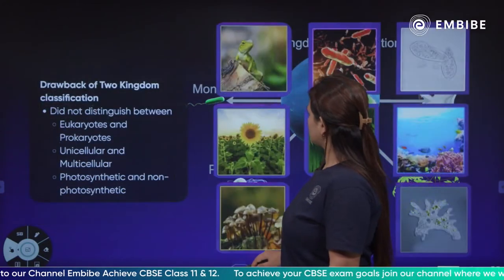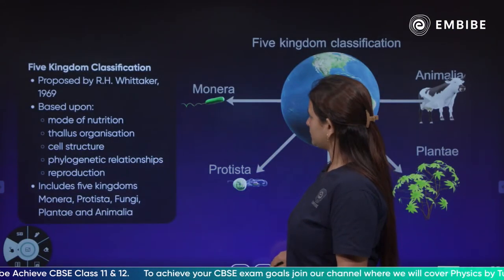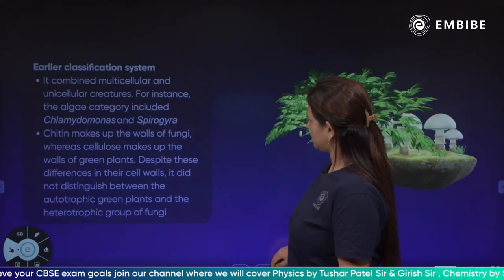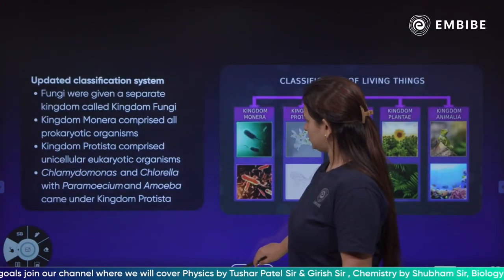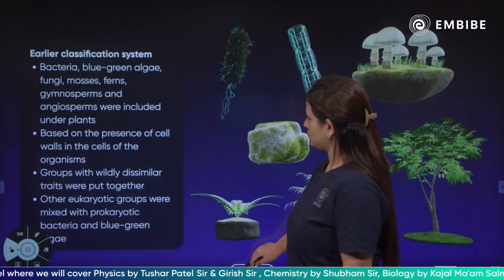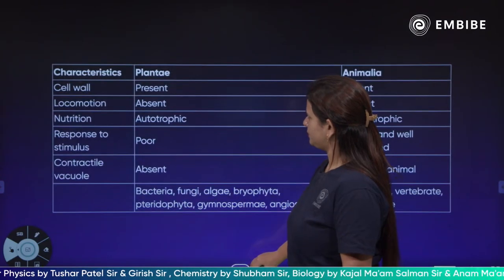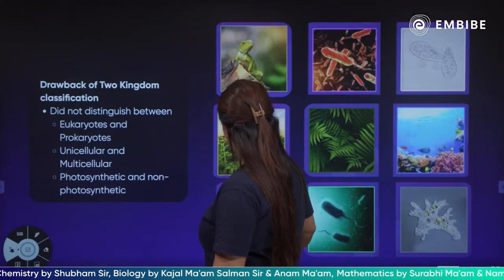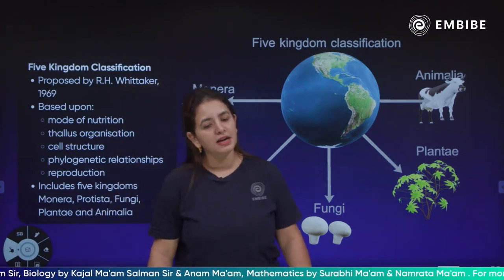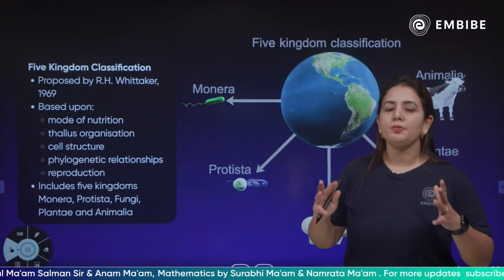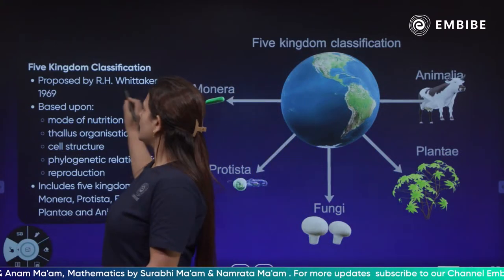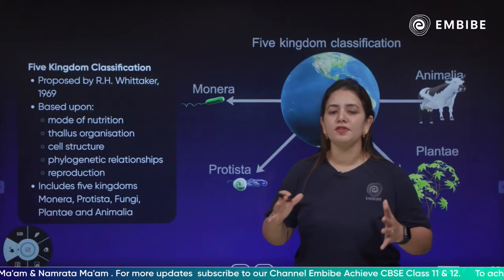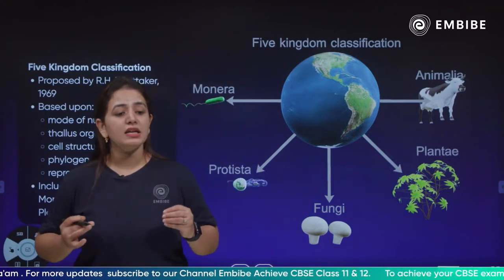five kingdom classification. So there comes the five kingdom classification, the widely accepted classification system, which was proposed by R.H. Whittaker in 1969. It was so widely accepted because everything was taken into consideration.